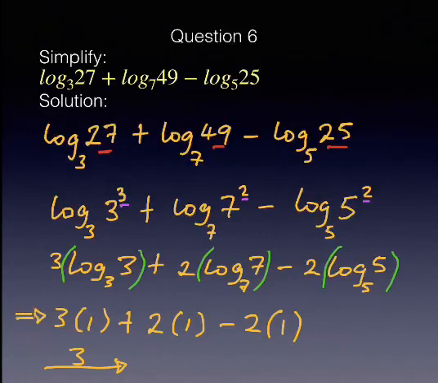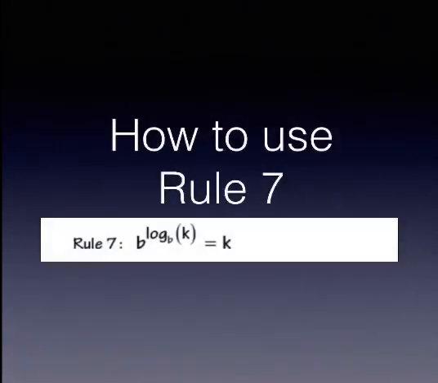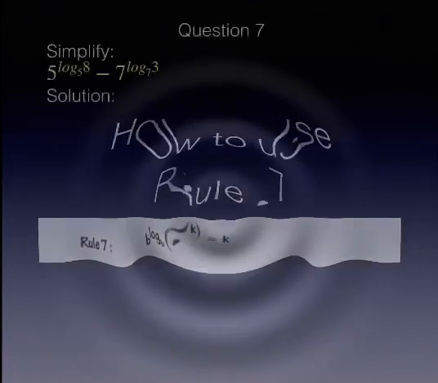All right. If we look carefully, you can see that all these calculations come from the rules that we discussed before. So there's nothing new that we are doing. We are just using the rules. Then let's move on to the next part. We have how to use rule 7, which is the anti-log rule. Very interesting. Let's check out the question.